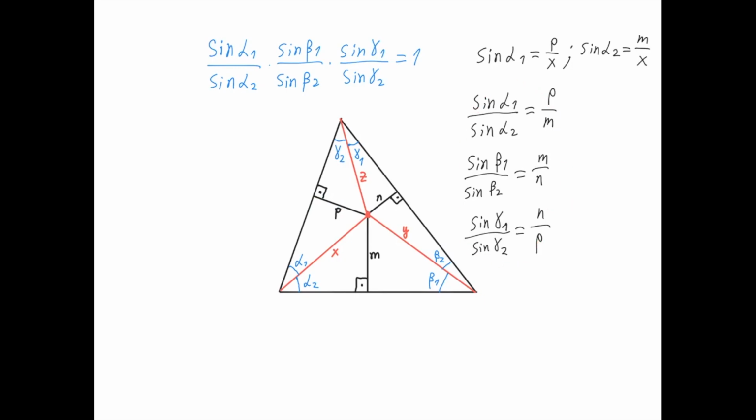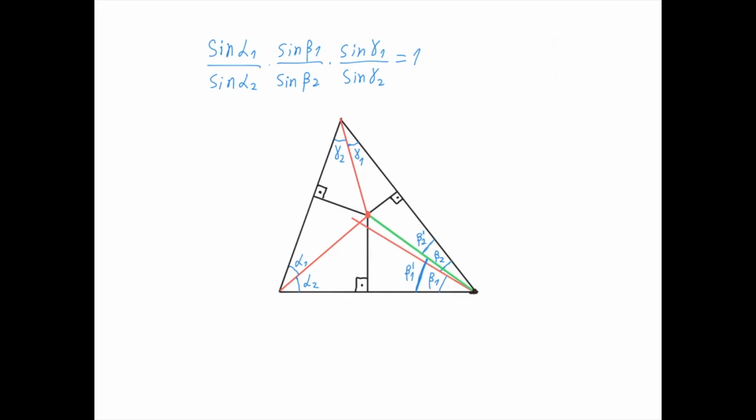Now we just need to multiply the three equalities together. On the left-hand side, we get sine of alpha 1 over sine of alpha 2 times sine of beta 1 over sine of beta 2 times sine of gamma 1 over sine of gamma 2, which is exactly the left-hand side from here. And on the right-hand side, the p cancels out here, the n cancels out here, and the m cancels out here. And so the right-hand side is just 1.